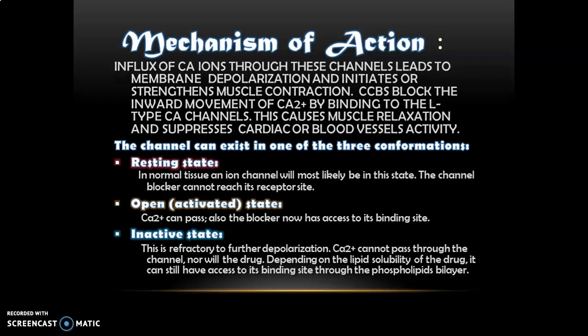The channel can exist in one of three conformations. There is a resting state. In normal tissues, an ion channel will most likely be in this state. The channel blocker cannot reach its receptor site. Second, open or activated state. The calcium ion can pass. Also, the blocker now has access to its binding site.